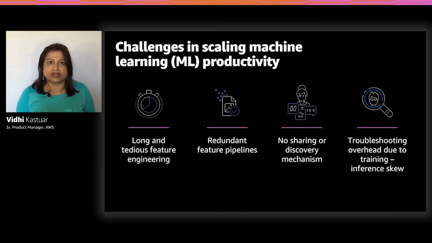This re-implementation of feature logic introduces what is known as the training inference skew, which is basically unintentional slight differences that lead to unpredictable model behavior. And this unpredictable model behavior in production can be incredibly hard to troubleshoot.